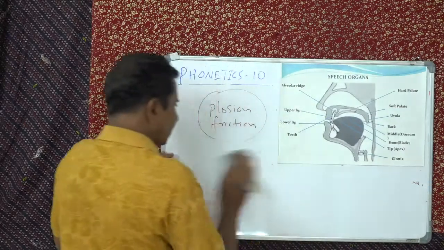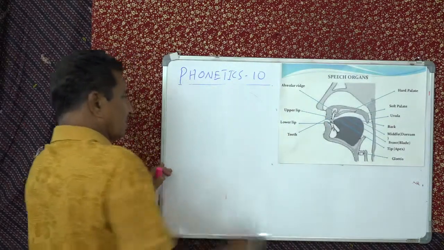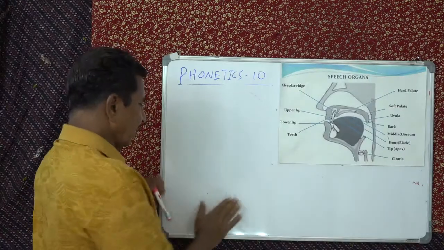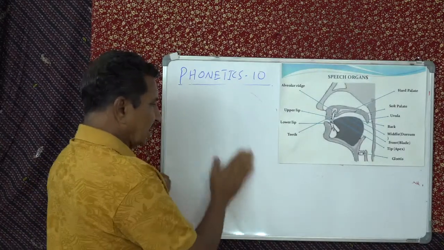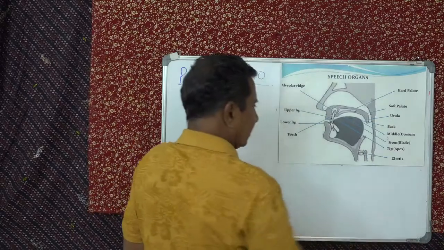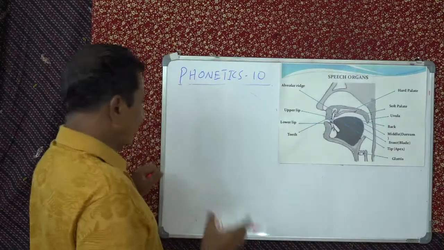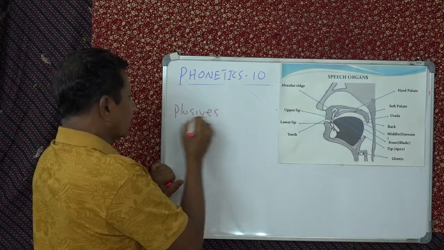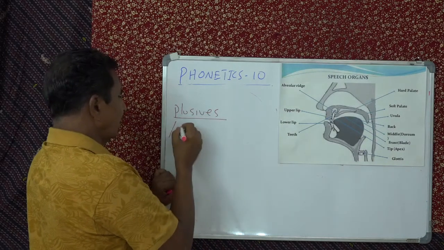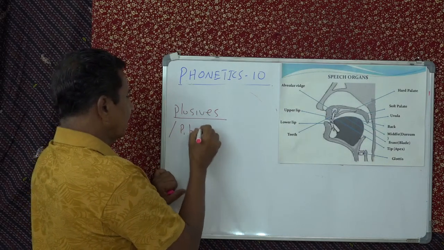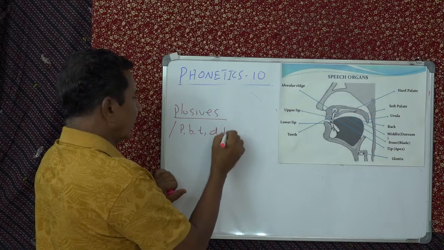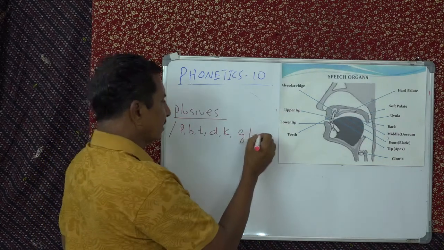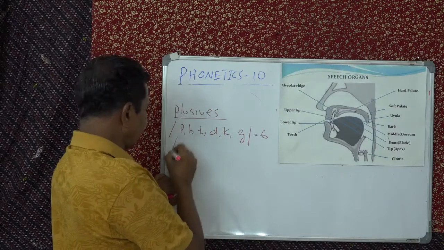Now, you can also have examples. So, which are the sounds we have done so far? Let us make our board spotless. So, here the first group is plosives. We have the P, B, T, D, K and G. Six in number.